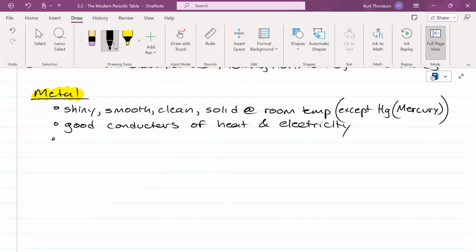Metals are malleable and ductile. Now, I can only speak for myself. I remember learning what these were in middle school. Do you guys know what malleable means? Anyone? Varun? You're on the right track. Malleable means it can be pounded into a sheet. Anyone know what ductile means? It can be bent into wire.